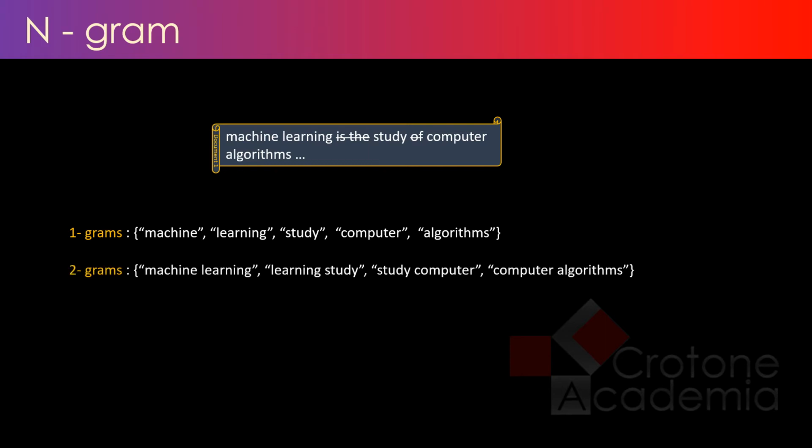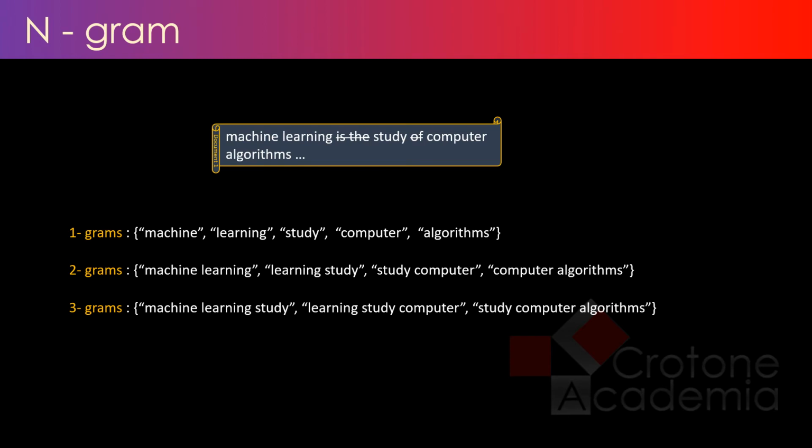In the simplest form, we can consider each word individually. Here we have words in the document one by one, starting from word machine up to algorithms. This form is known as 1 gram. If we group two words together that are close to each other, it is called 2 gram. Here the first two words are machine and learning, so they together form the first element. Then we can have learning and study together, then study and computer, and so forth. We can extend this to any number of words, so it is termed n-gram.